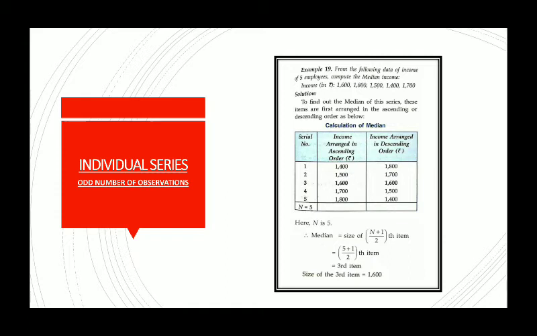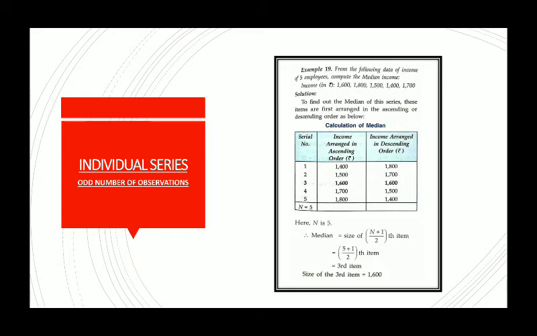So median is the (n plus 1) by 2th observation. So n is 5 here, so 6 by 2, that is the third observation. Now in your series, you can see that whether you arrange in ascending order or descending order, it will be 1600. So the third item, 1600, is the median income. Always remember, when you write the answer, you need to write the unit as well.